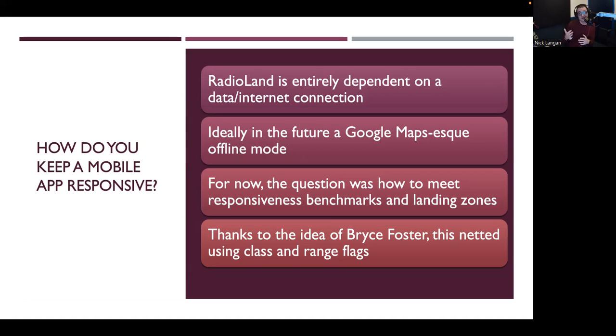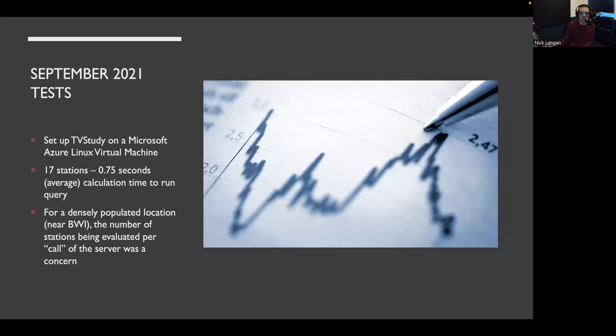And so this was particularly important when trying to calculate the field strengths of a bunch of stations within a certain amount of radius from a location. If we were calculating hundreds, it was going to take a long time. So before we even calculate the field strengths, how do I limit the amount of stations queried from the database to make this possible, to make this app responsive to meet those landing zones and benchmarks? And thanks to Bryce, we settled on the idea of using class and range flags.